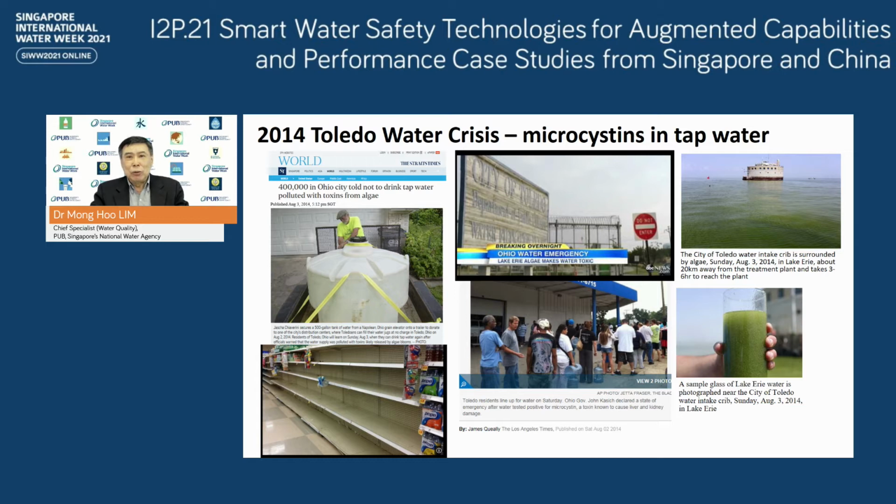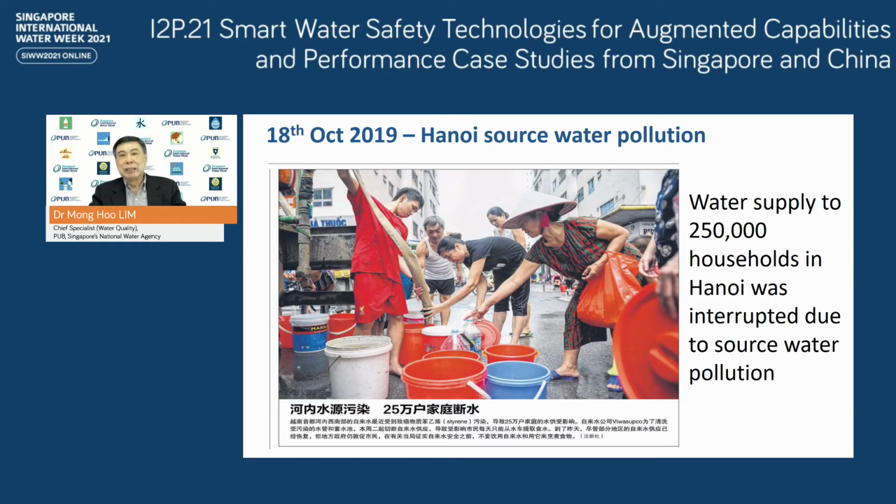In 2014, the Toledo water crisis, microcystin, which is an algal toxin, was present in the drinking water supply. 400,000 residents in Toledo City in Ohio were told not to drink the tap water. The incident was caused by an algal bloom in Lake Erie, and Lake Erie is the water source for the drinking water supply. So this is a recent case of water pollution, again at the source water, that affected the water supply to 250,000 households in Hanoi.